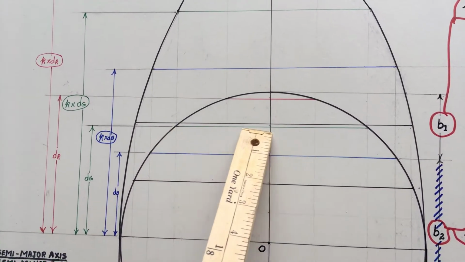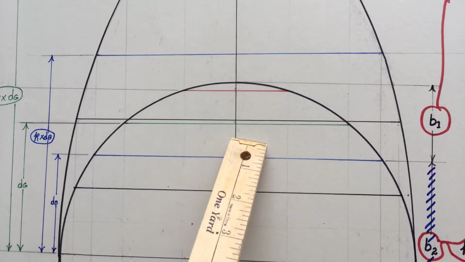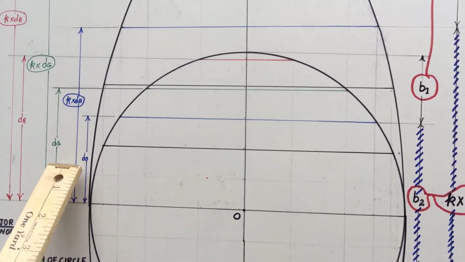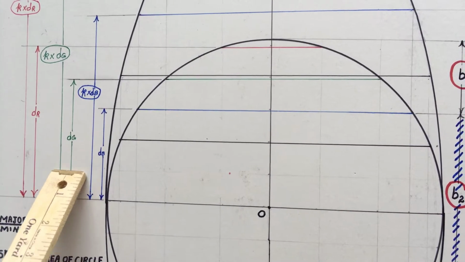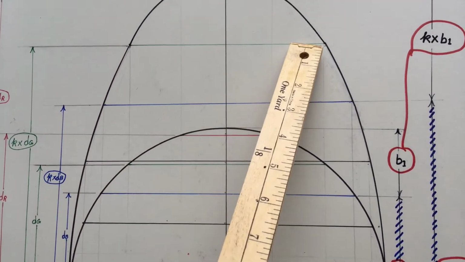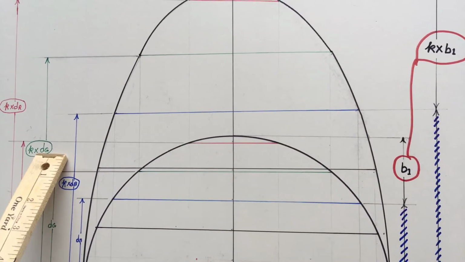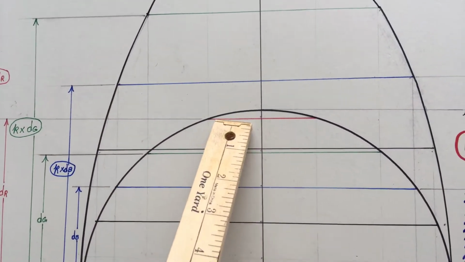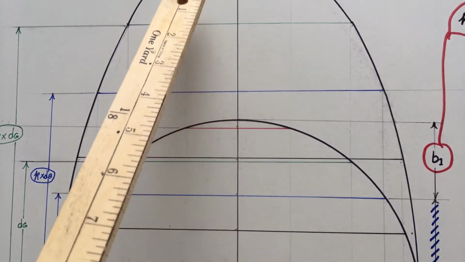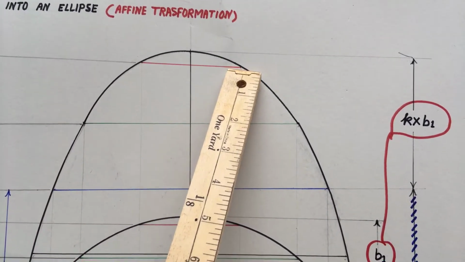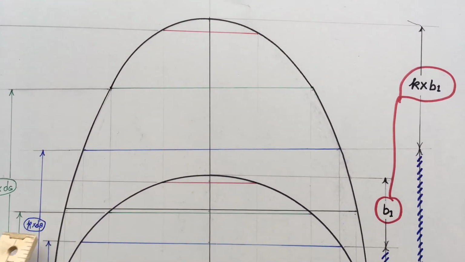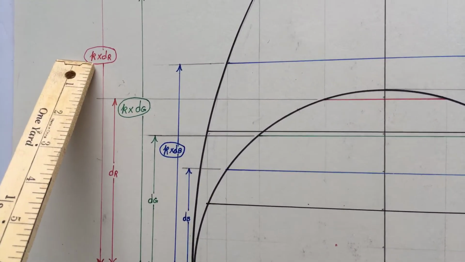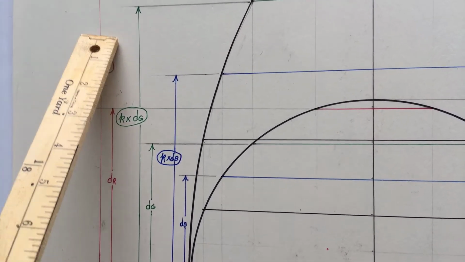Similarly, this green line, which is a distance dg from the origin, is transformed into this green line, which is k times dg. And this red line is transformed into this red line. The red line on the circle is dr from the origin, and its transformation is k times dr from the origin.